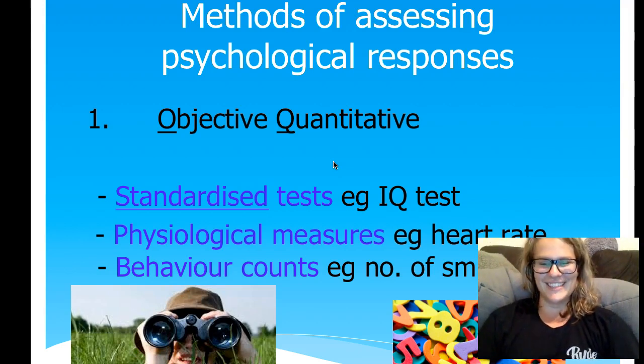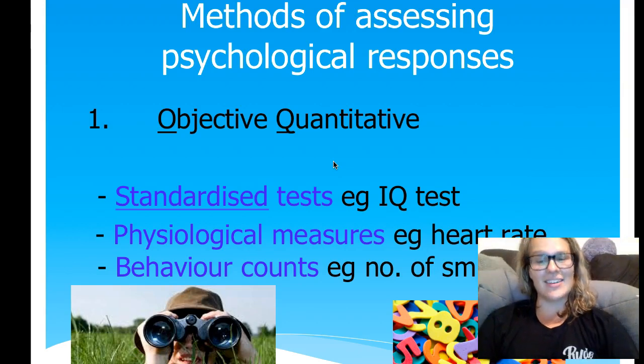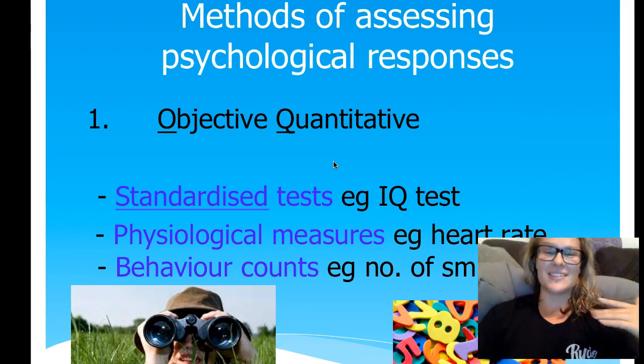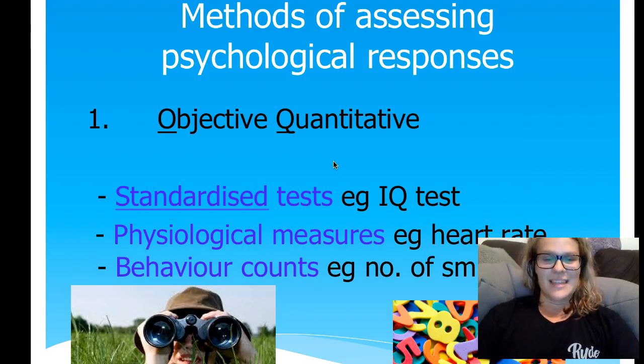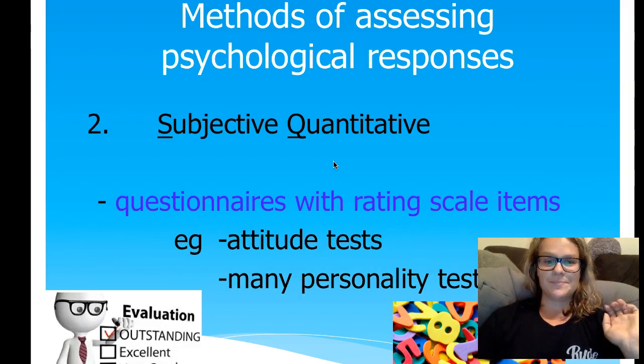Physiological measures, so the heart rate. That was the only objective quantitative part that we did. And then behaviour counts. So counting the amount of smiles, counting how many times someone is happy about an object. That's how we would identify the attitudes of things too, which most of you actually talked about in the test, which was awesome to see.